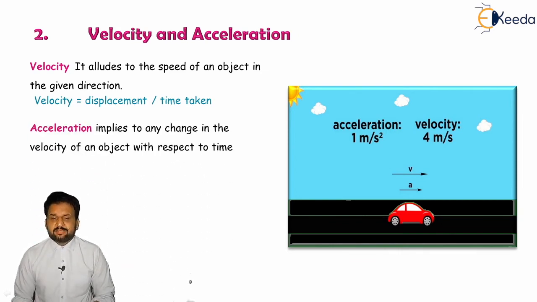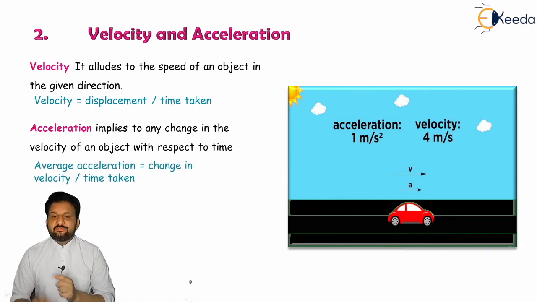And what is acceleration? Acceleration just implies the change in velocity. If we are talking about the rate of change in velocity, that is known as acceleration. Here we will try to find the acceleration with the help of differential equations. So average acceleration is the change in velocity with respect to time. My dear friends, these are the fundamental and basic definitions of velocity and acceleration.